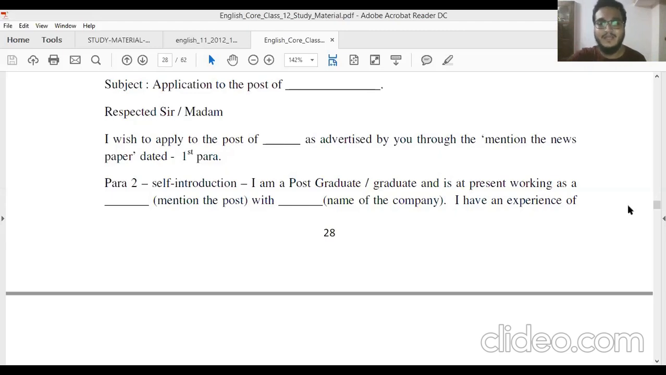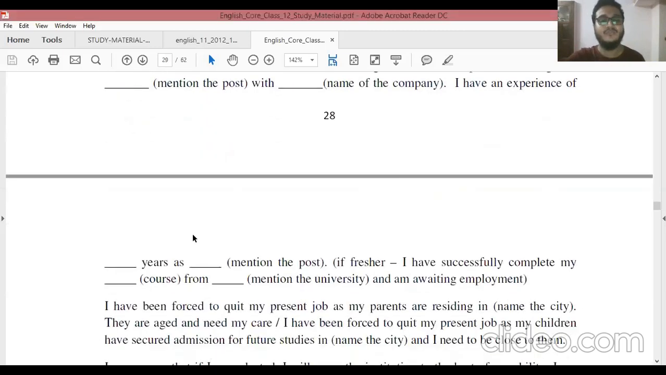I have experience of this many years. Mention the post. If fresher, if you have no experience, you're writing as a fresher, so those experience details you won't be sharing. You'll initiate your information in this way: I have successfully completed my course from this university and I'm waiting for employment. I'm waiting for the job. Okay, I'm waiting for the opportunity.